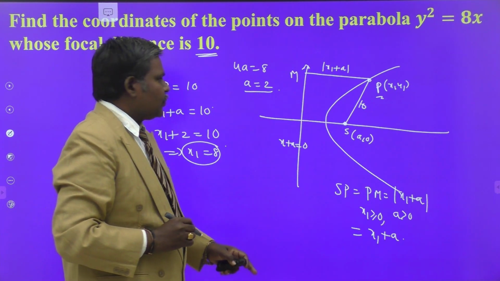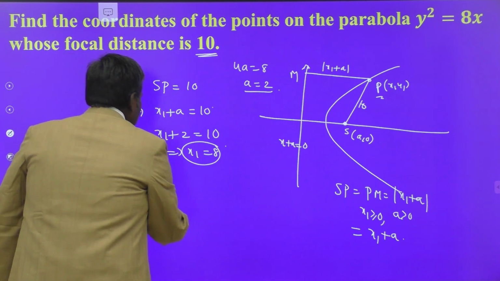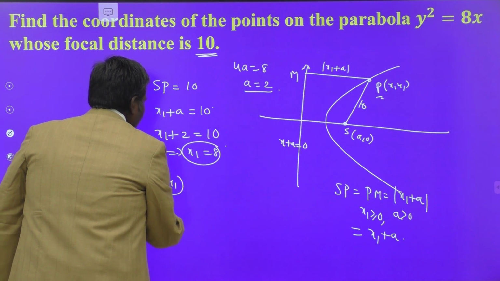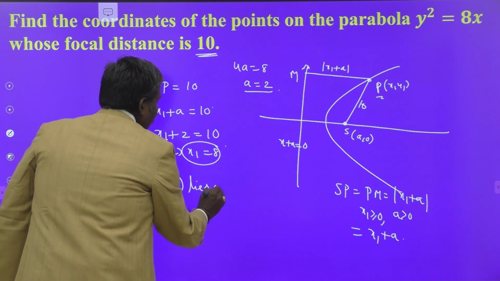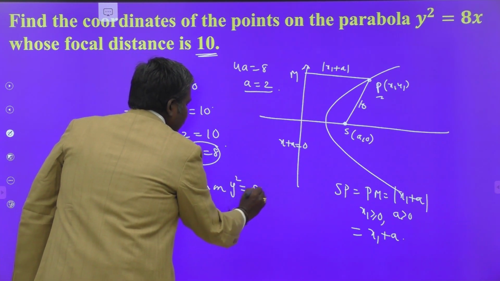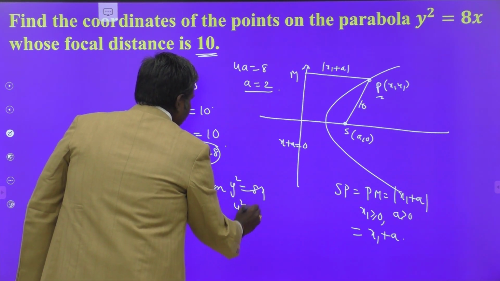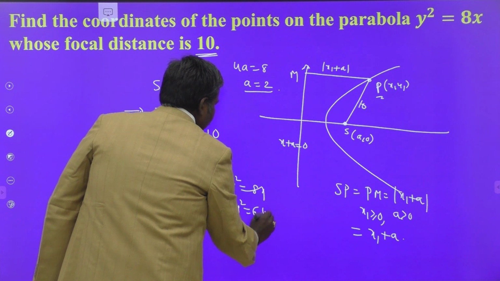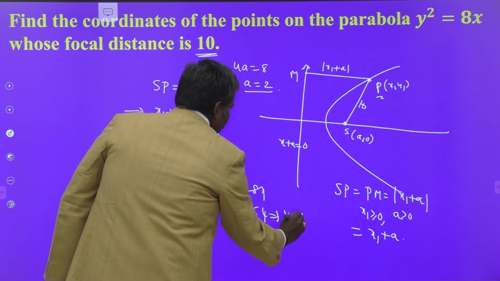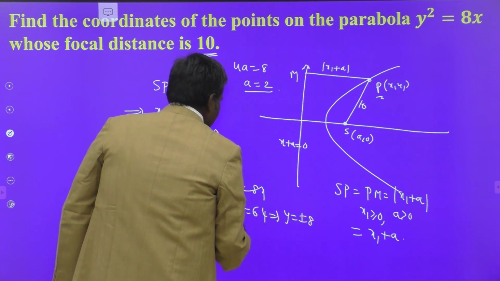x1 is 8. Again, x1 comma y1 lies on what? Parabola. x1, y1 lies on y square is equal to 8x, my dears. Implies y square is equal to 8 into 8, that is 64. Implies y is equal to plus or minus 8.